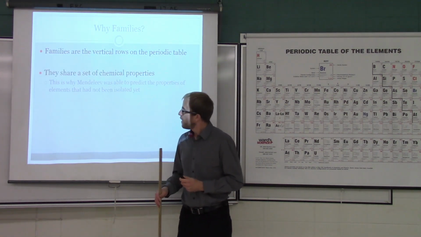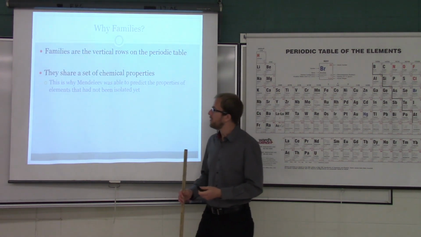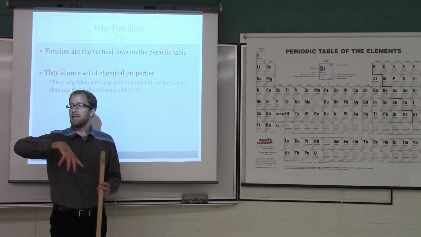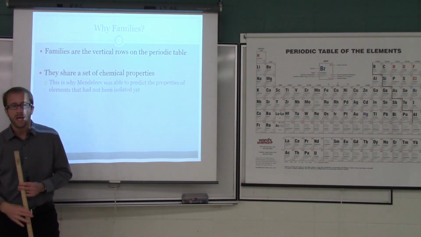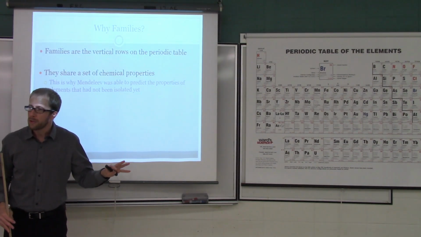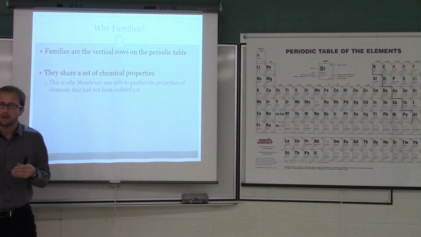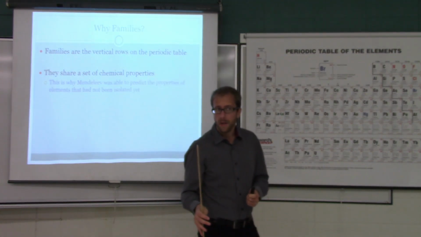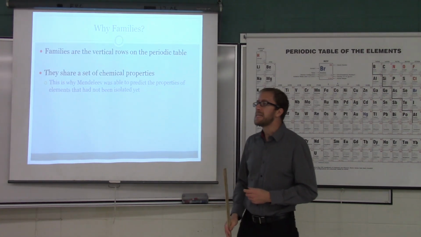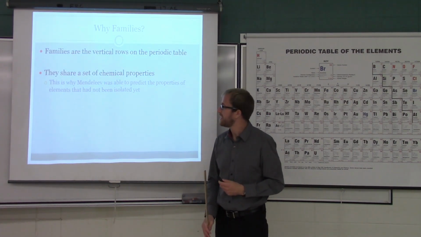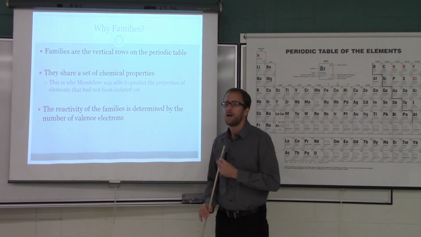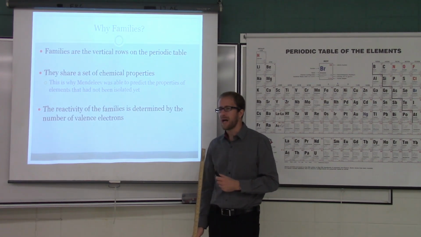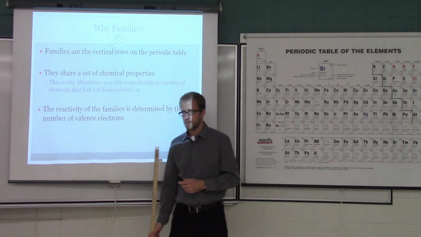In fact, his method was so accurate that he even predicted there should be an element in this empty space. And later on they found those elements. So his characterization of the periodic table based on these shared characteristics is very accurate, or was very accurate. Now, we're going to go into a little more detail than what Mendeleev had access to. And that is, the reactivity of families is determined by the number of valence electrons.